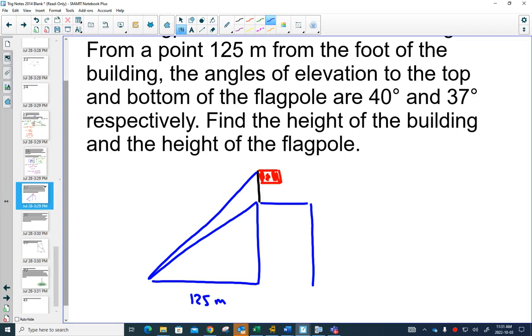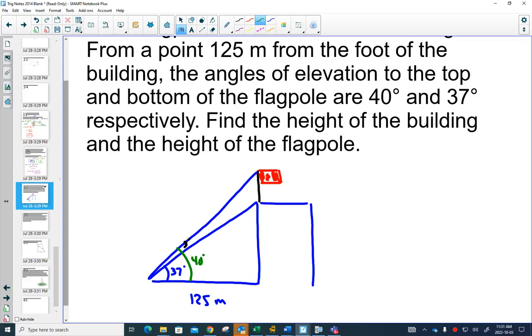Angle of elevation is always from the horizontal. So does it make sense? I'll label this one in blue, that this is 37 degrees, and I'll label this one in green. This would be the 40 degrees. Does it make sense that this tiny little angle in between would be 3 degrees?